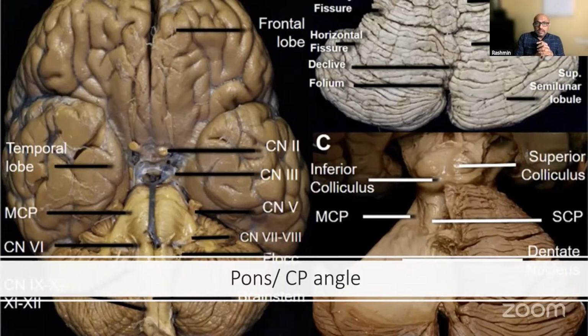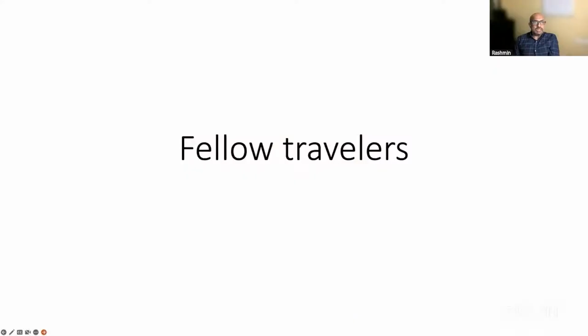In fact, in CP angle tumors, especially schwannomas, there is a possibility that corneal sensation can be the first sign of these tumors. So a patient may have headaches and tinnitus, and the only sign initially can be a loss of corneal sensation. So that's scenario number one, where corneal sensation can be of use to differentiate between two anatomical areas.